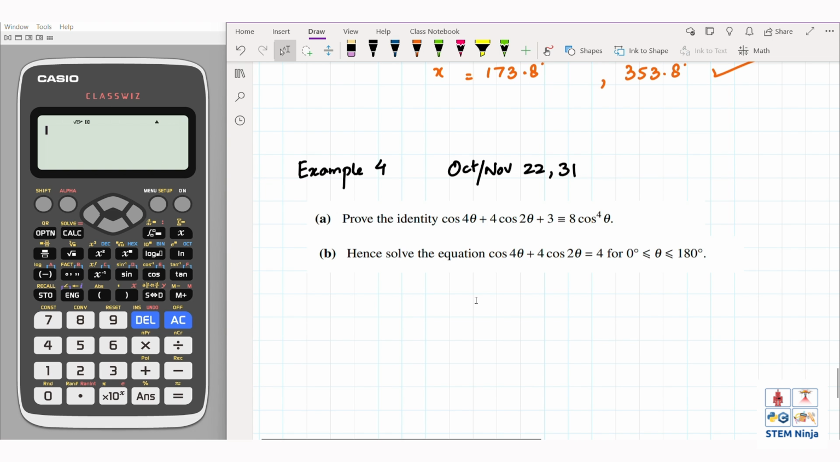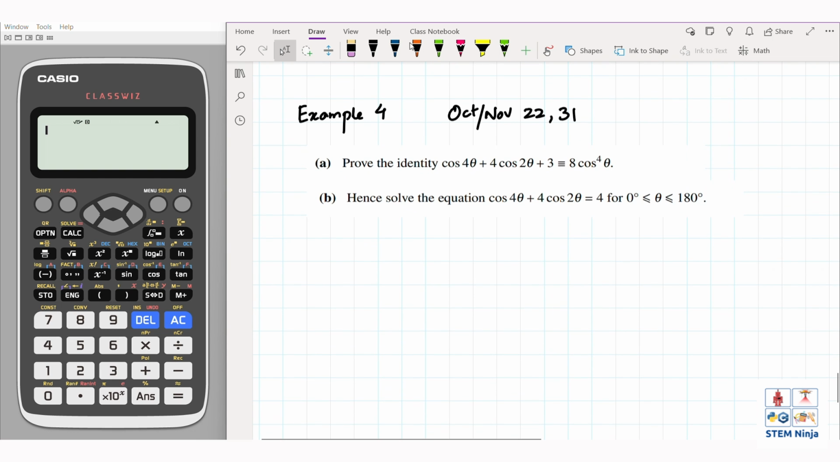Now, let's look at another example. Prove the identity cos 4 theta plus 4 cos 2 theta plus 3 is identical to 8 cos raised to power 4 theta. Now, what you need to see over here is that we have one ratio with angle 4 theta, another ratio with 2 theta, and on the right hand side we have theta alone. So the double angle and the 4 times that angle.